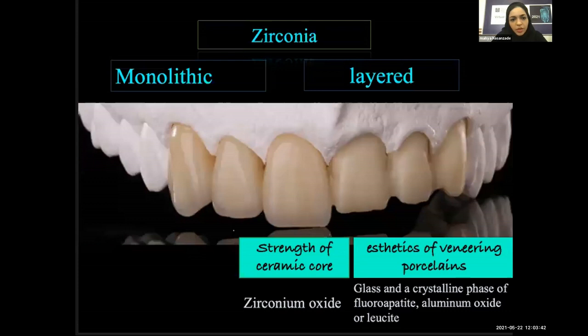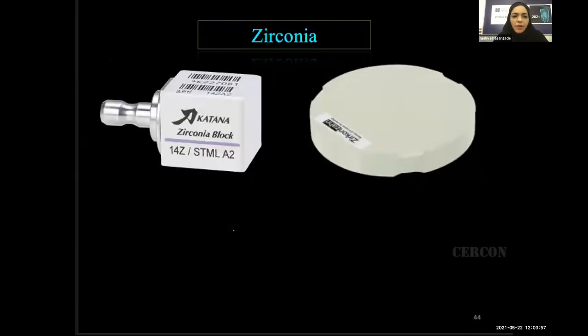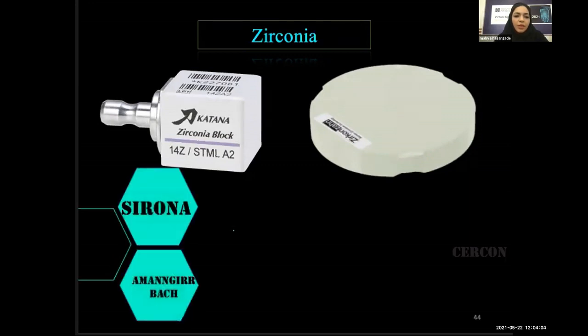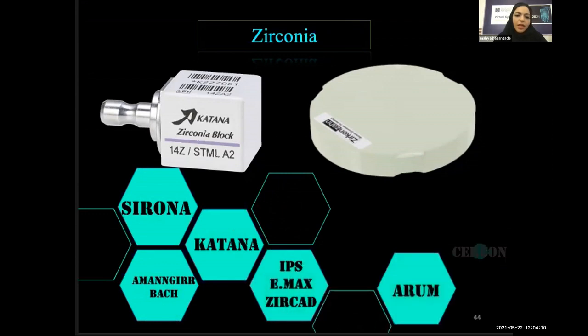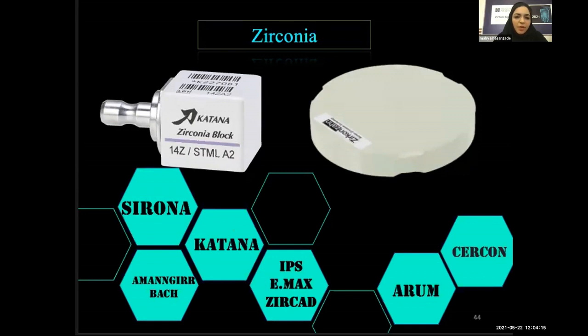The layered zirconia restorations combine the strength of the ceramic core and the aesthetic of the veneering porcelain, which are the glass or crystalline phase of the fluoroapatite or aluminum oxide or LEUCITE. The zirconia is available in both types, block or blank, and different companies offer zirconia in both forms of the block or blank. Sirona, Dentsply, Katana, Ivoclar, Arom, Zircon, and you can find various types of companies for the zirconia blocks.